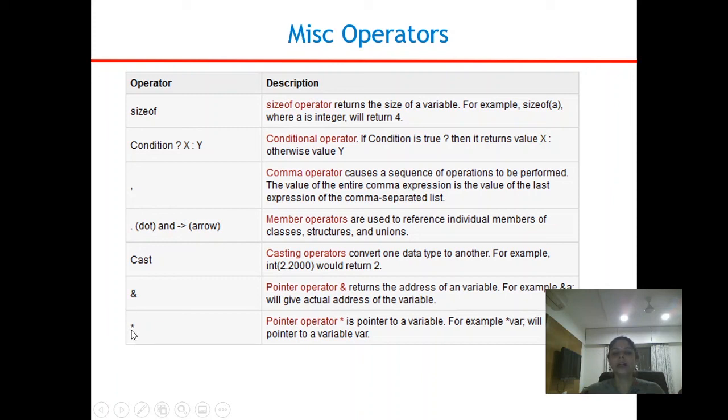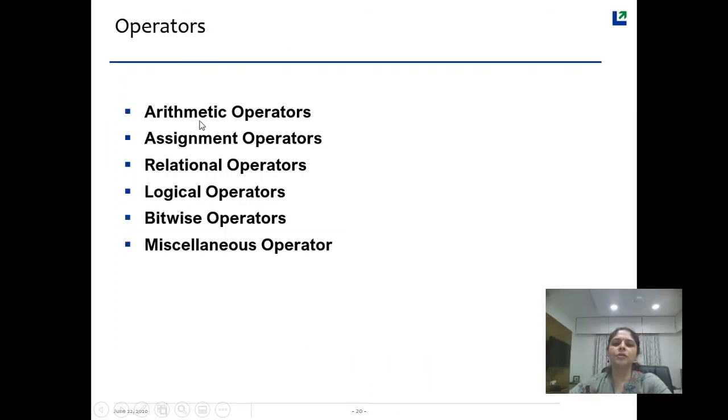Ampersand we have already seen, star we have already seen. These two operators we will be discussing when we go for object-oriented programming. And the comma operator is useful for writing a sequence of operations. So if you want to perform multiple operations, then you can go for comma separated expressions. You can give a comma separated list of expressions. So these are the various operators we have discussed in the past 4 sessions, in which we have talked about arithmetic operators, assignment operators, relational operators, logical operators, bitwise operators, and miscellaneous operators. Relational operators and logical operators we are going to discuss in more detail when we talk about the if statement.